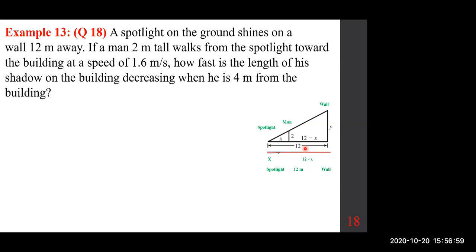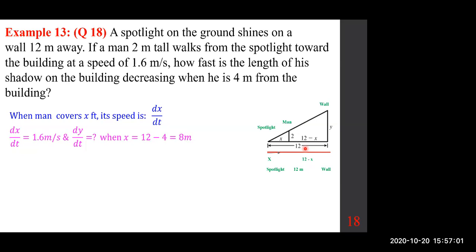So let's write the given. When the man covers x meters, its speed is dx/dt. dx/dt is 1.6 meters per second, okay? dy/dt is missing when x is 12 minus 4, or 8 meters. You can think of it as how we arrive at x, okay? Remember, x, and this distance is 12 minus x. I hope it's clear to everybody.